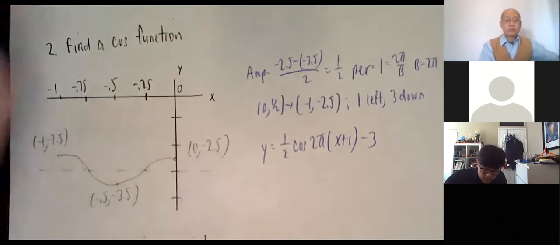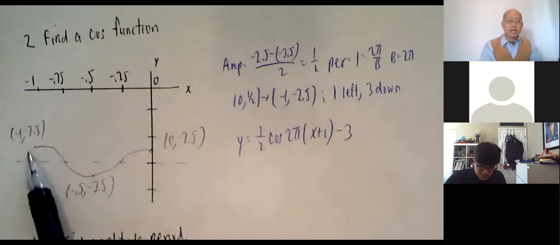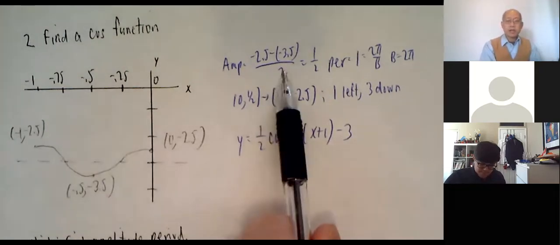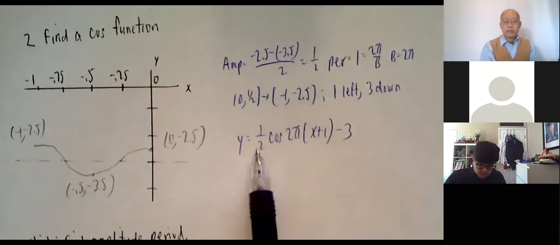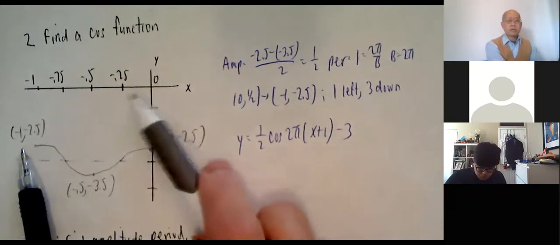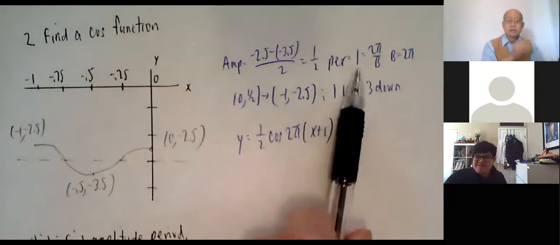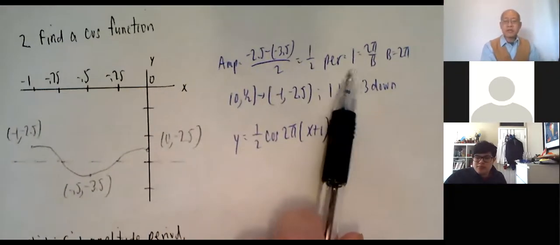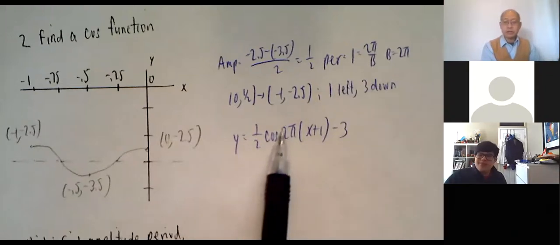Okay, amplitude. It's maximum minus minimum divided by 2. So the highest is -2.5. Subtract a -3.5, divide that by 2, it's a half. So the amplitude's a half. The period is 1. How far is it from -1 to 0? 1 unit. So by formula, that's 2 pi over b, so that means b is equal to 2 pi. So my coefficient is 2 pi.